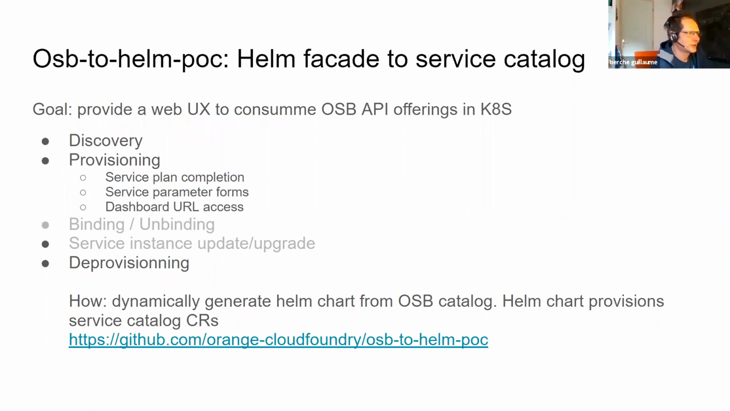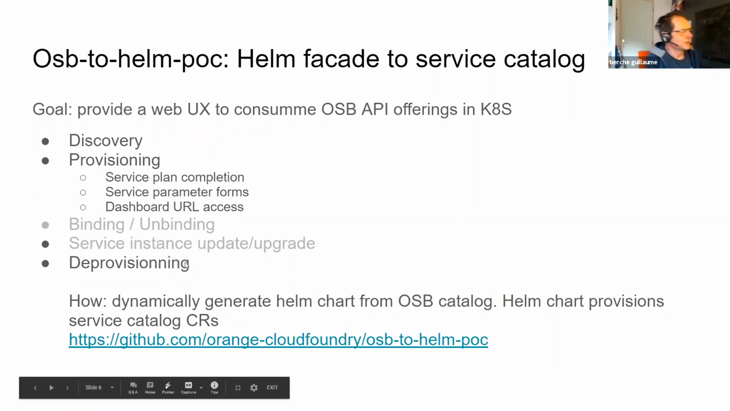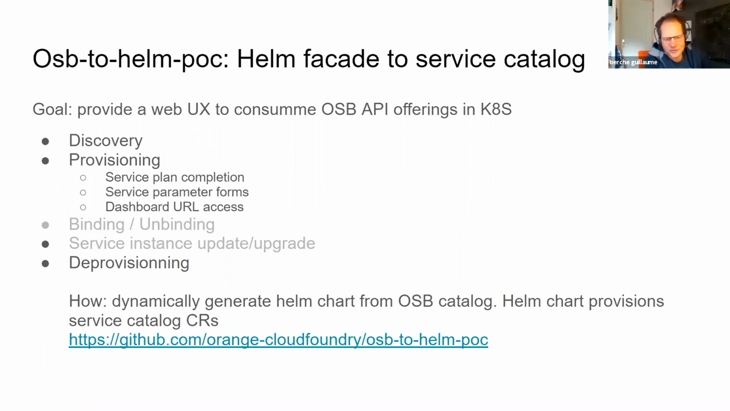So yes, the goal is to provide a web UX to consume the OSB API offerings in Kubernetes. And the use case I've prototyped so far is discovery and provisioning, and I still have some work to be done for binding and update. Discovery would be learning more about the available offers and the metadata. And provisioning will get completion for the available service plan, completion and a web form for service parameters, as well as a way to access dashboard URLs.